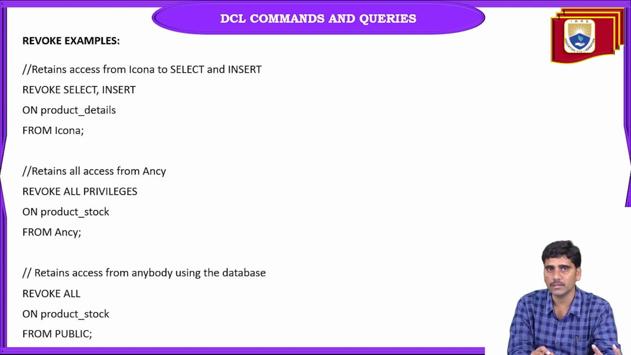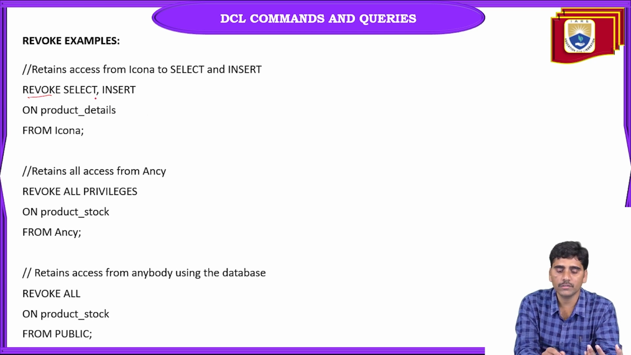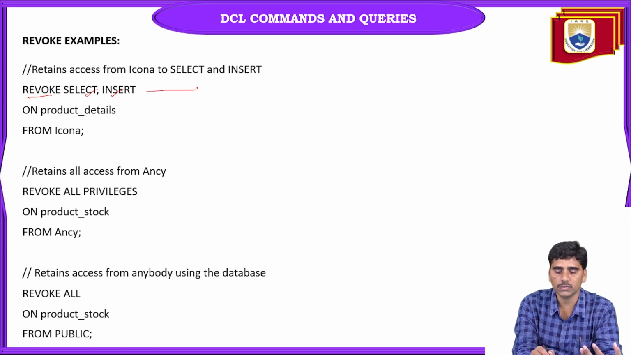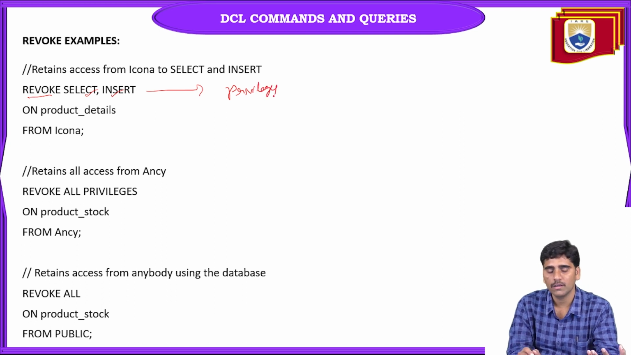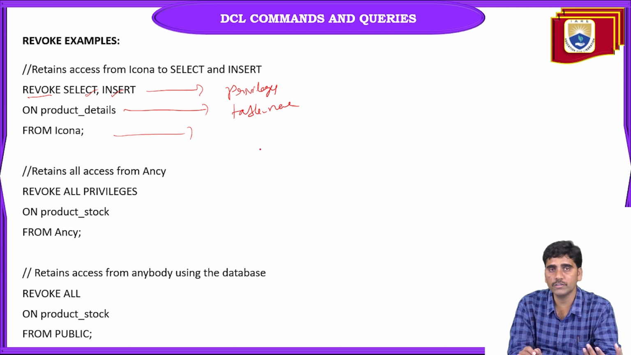The same syntax we have applied here. Revoke select and insert operations. So select, insert are both privileges, so we are revoking these two privileges on what table? On the product table. So here product is the table name. From whom? From which user? From the user icona. So now after performing this query, we revoke the privileges from this icona user.